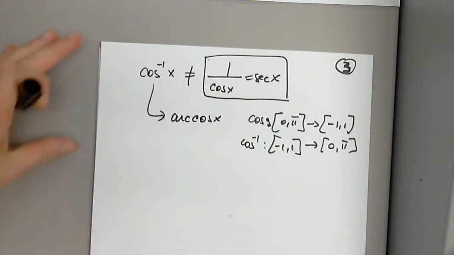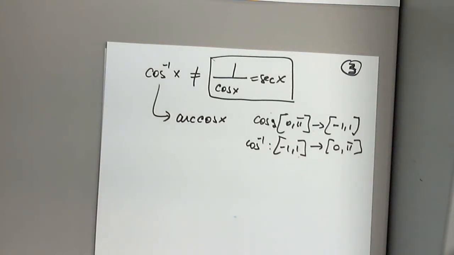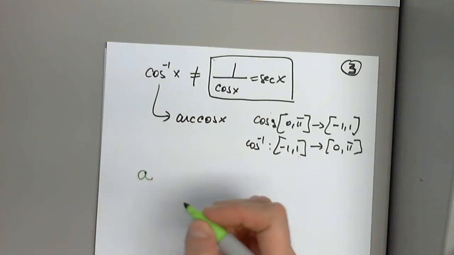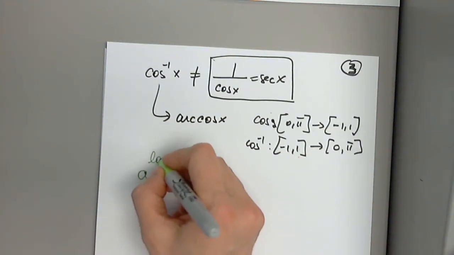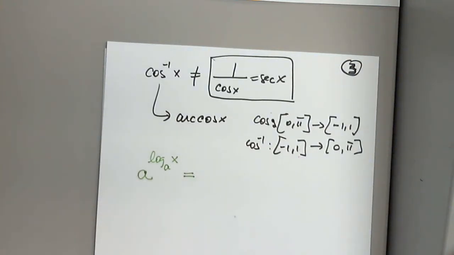Okay, so here is one property of the exponential function that we normally don't emphasize enough in pre-calculus. Here it is. If I have a raised to log base a of x, does anyone remember what this equals to? Indeed. Thank you.